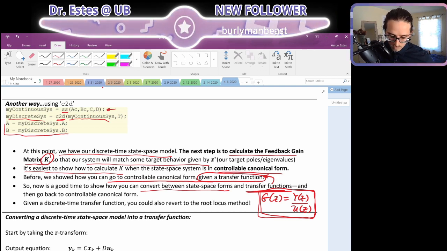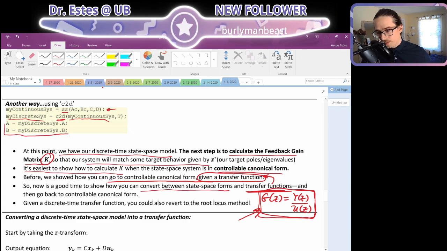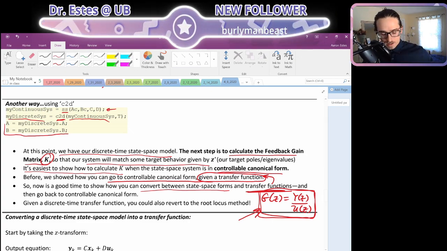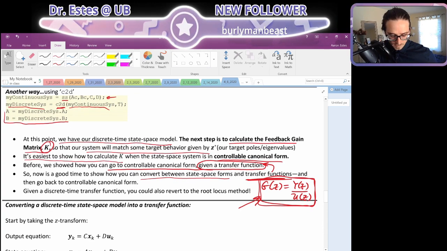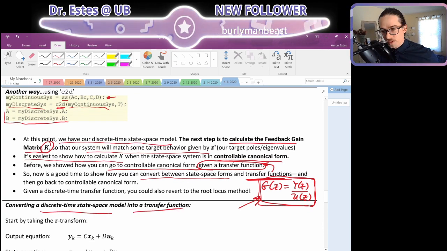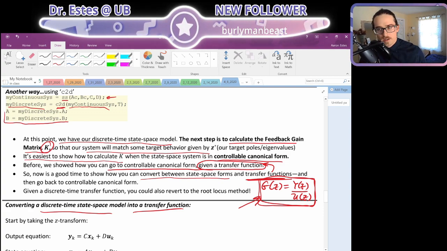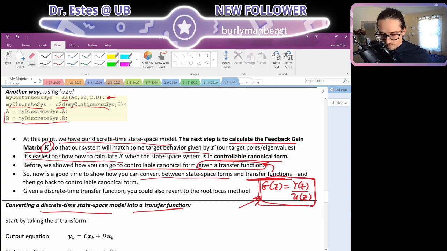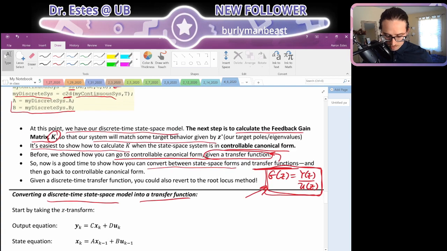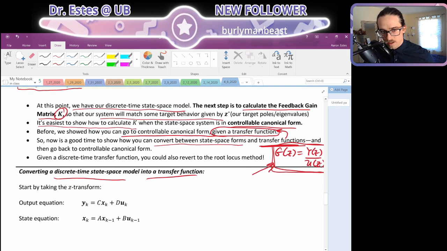So the way we're going to get discrete time transfer functions is we're going to first start with the discrete time state space model, and then we're going to go to the transfer function. So I want to show you how to do that. We're blasting through a lot of content today.